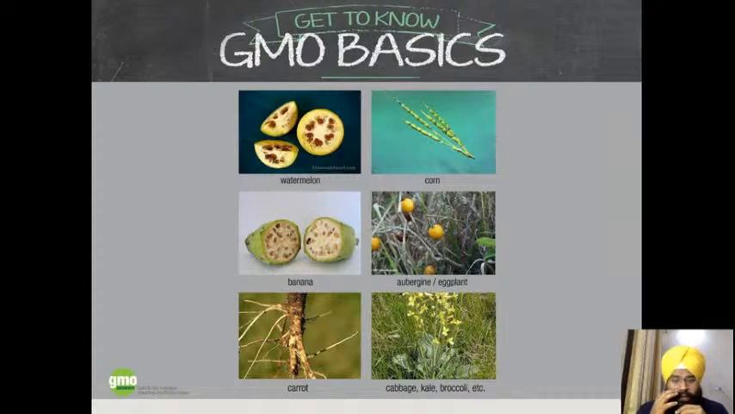These are various examples that have been produced as GMOs, such as watermelon, corn, and bananas, eggplant in a circular shape with different color, carrots like this, and cabbage, kale, and broccoli. They are all examples of GMOs.